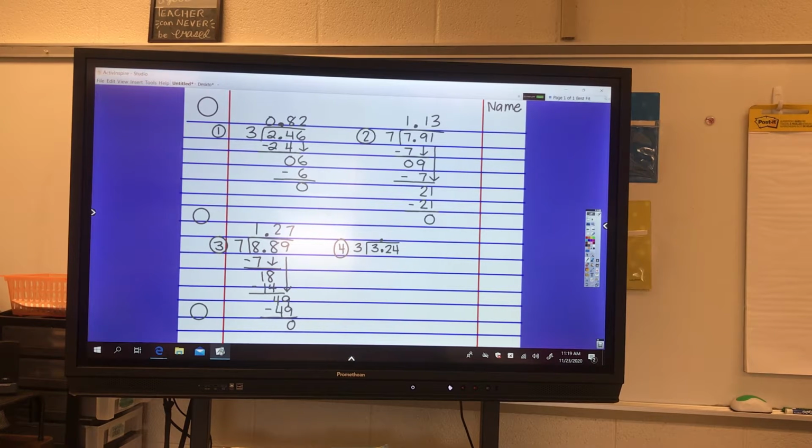The zero has to stop at the line, so you have to bring your two to here. How many times will three go into two? None, so it goes zero. Zero times three is zero, under the two. Subtract. Two minus zero is two. Now, bring down your four. 24 divided by three is what?